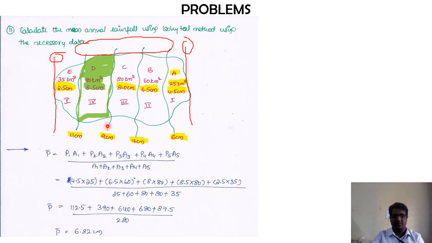So P1 is 4.5 centimeters, into A1, 25 kilometers squared, plus 6.5 into 60, 8 into 80, 8.5 into 80 and 2.5 into 35. So five sections, those values we have put up, divided by the total area, that is 25 plus 60 plus 80 plus 80 plus 35. If you do the calculations, ultimately you will get this P bar value as 6.82 centimeters. So this is nothing but the mean precipitation over the entire area.